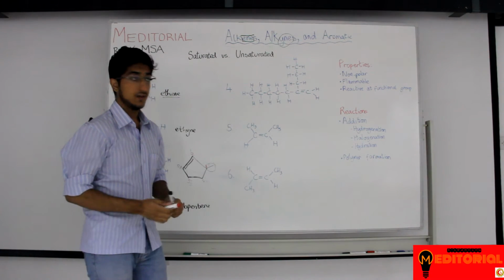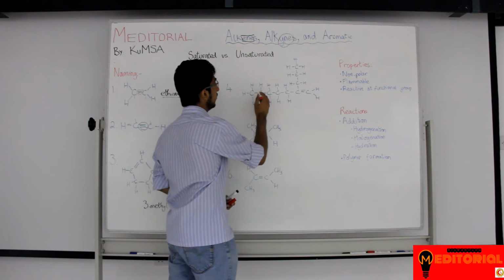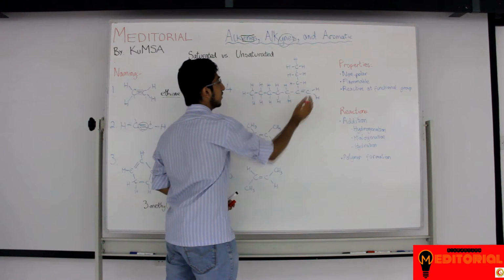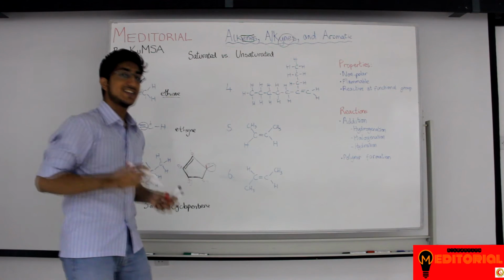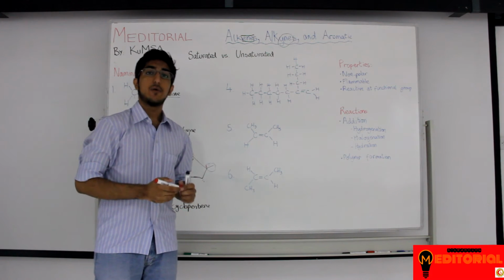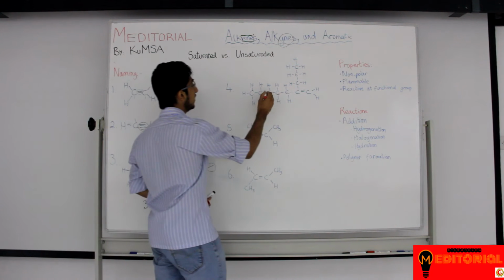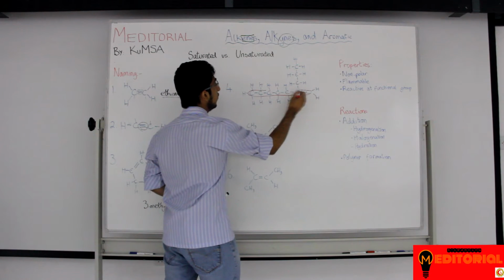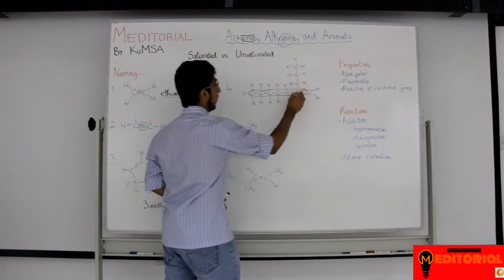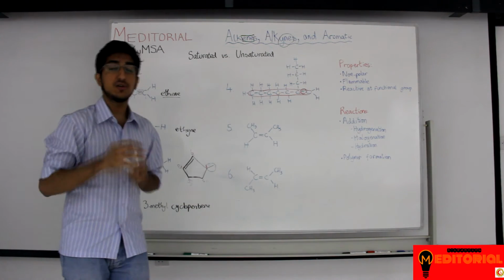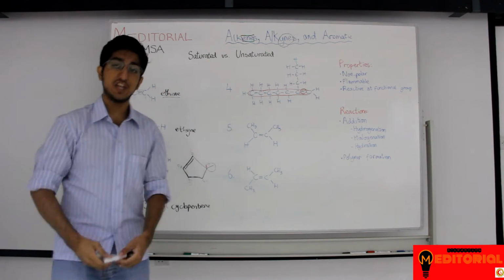However, the other chain is 1, 2, 3, 4, 5, 6, 7 carbons here. We have to take the 7 carbons as our longest chain. But why is that? Because the 7 carbon chain is the one that includes the double bond. You have to include the double bond in your longest chain.